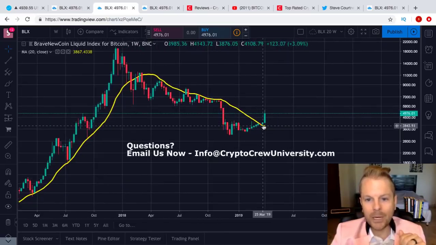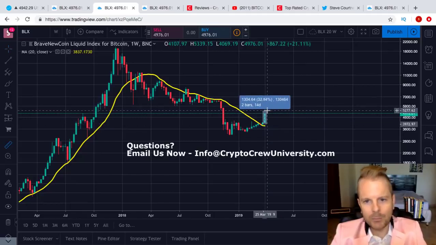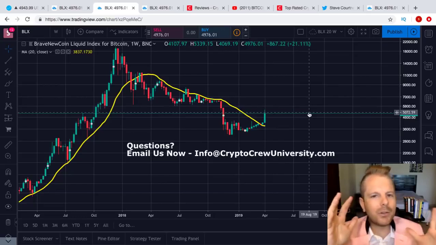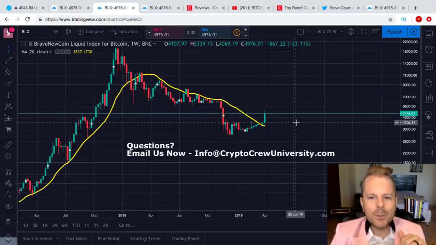So you can see power move. We had a candle close above here for the first time. Last time we went up about 30%. This time we went up about 32%. So very similar. So simply put, this is what we're expecting.